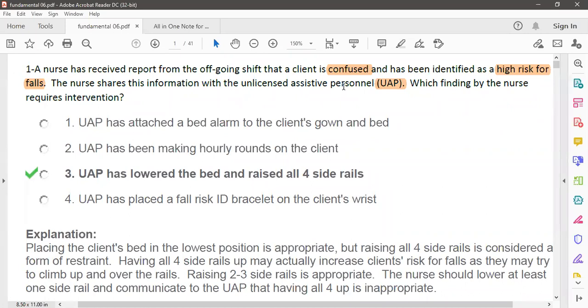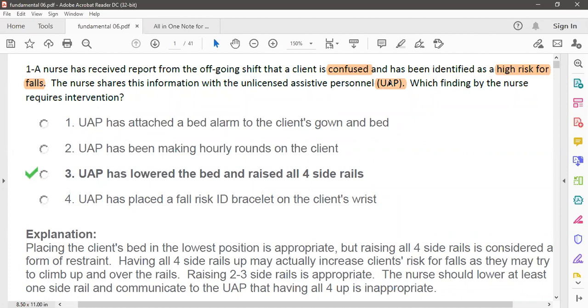So basically, the role of the UAP is to provide routine non-skilled care such as bed bath or bed making, routine vital sign checks, and also giving an enema, right? What else? Sometimes the UAP also does oropharyngeal suctioning. So again, I said the non-skilled care.